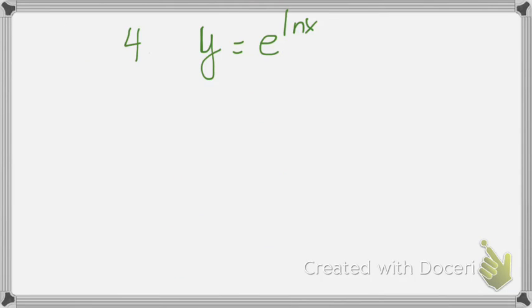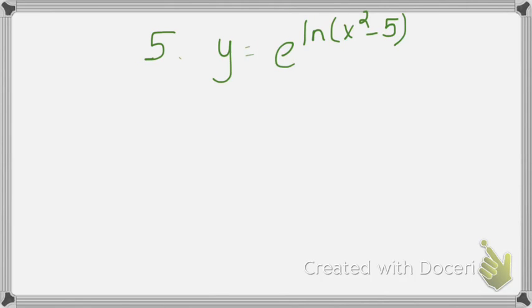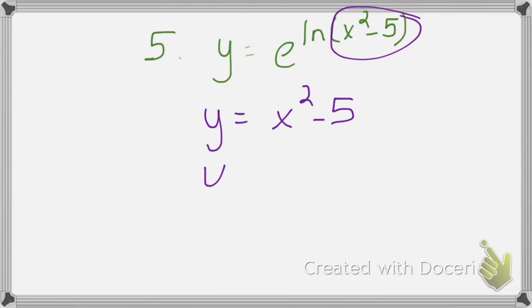Another rule about natural logs and e's: anytime you have e to the natural log of something, it always equals something. And then you find the derivative. The derivative of x is 1. So that was some more rules about natural logs. Alright, so we have e to the ln of something. Well, that means it equals the something. So then to find the derivative, I just get 2x.